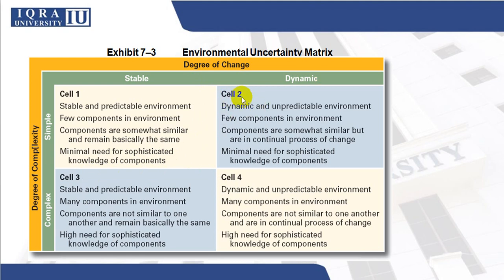Then if we talk about cell number 2, it is composed of simple complexity, but the degree of change is dynamic. So here a dynamic and unpredictable environment can be seen. Few components are in the environment, but the change is dynamic. Components are somewhat similar but are in a continual process of change. Maybe this could be a technological organization that has a continuously dynamic environment which is creating impact, and they have to continuously upgrade themselves. Minimal need for sophisticated knowledge of components.